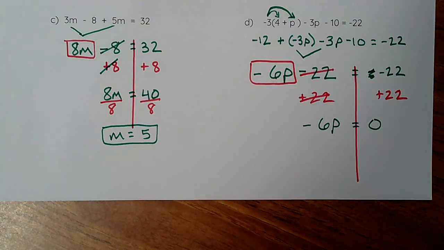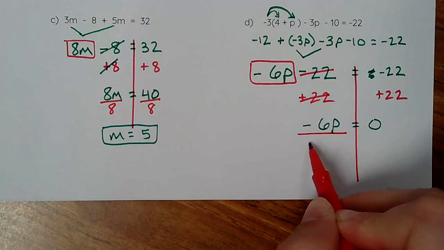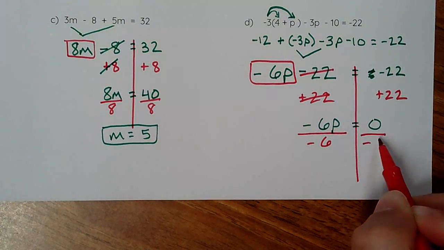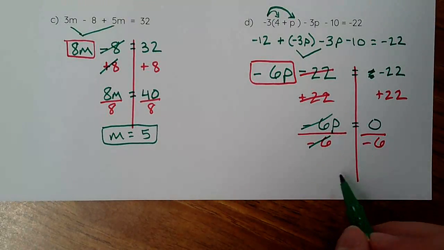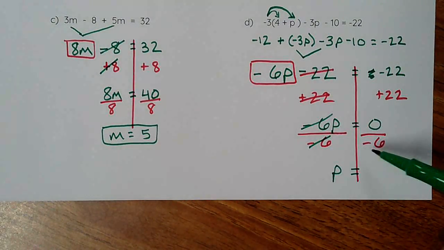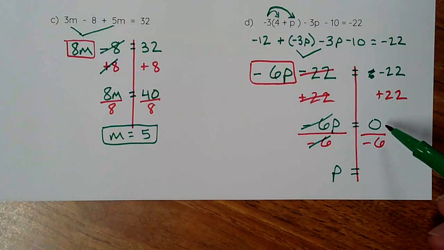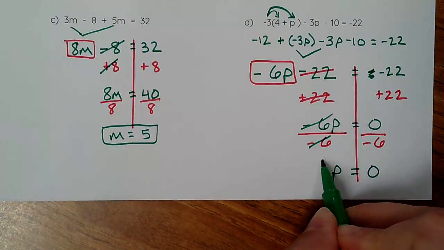To undo the multiplication, we'll use division. So we'll divide by negative 6 and divide by negative 6. Negative 6's cancel out, leaving us with p equals 0 divided by negative 6. This is okay to do if 0 is in the numerator. So 0 divided by a number is okay. It equals 0.